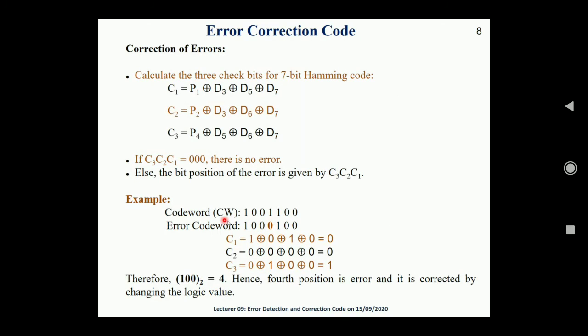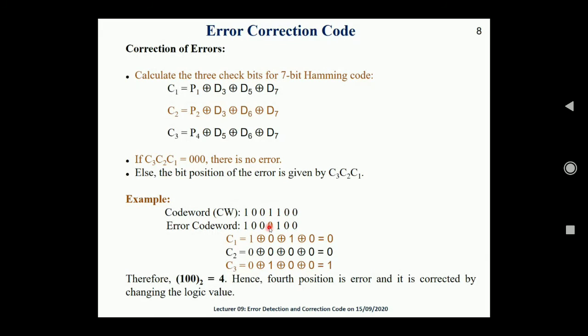What is the valid code word? Valid code word is 1001100. What is the error code? Suppose we are assuming this is the error code: 1000100. See here, the 1 is the same, 00 is the same, and the third bit position 00 is also the same. But when we go to the 4th bit position, the code word 1 converts to 0. So this particular 4th bit position is something wrong.